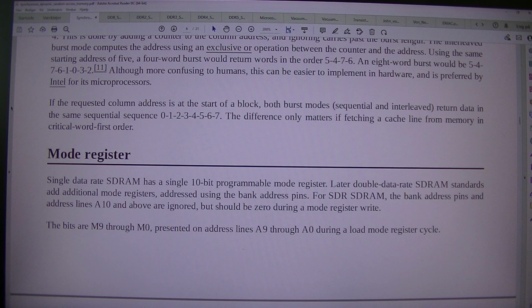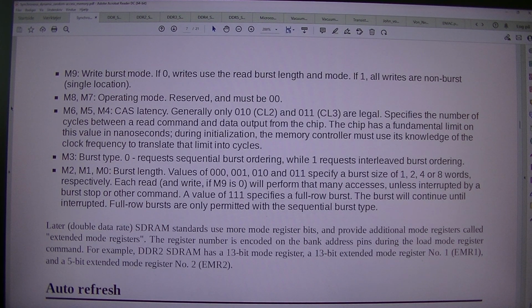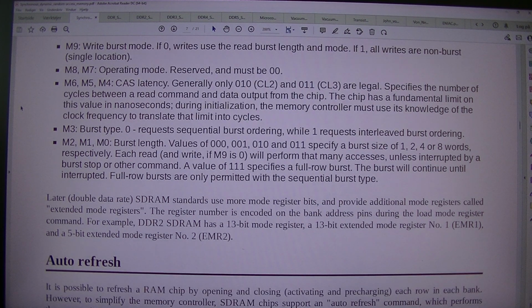The bits are M9 through M0, presented on address lines A9 through A0 during a load mode register cycle. M9, write burst mode. If 0, writes use the read burst length and mode. If 1, all writes are non-burst, single location. M8, M7, operating mode. Reserved, and must be 00.